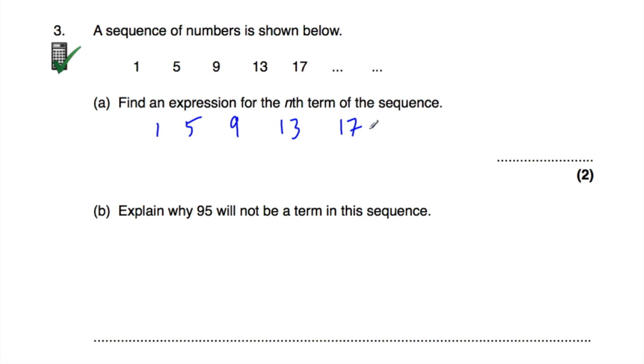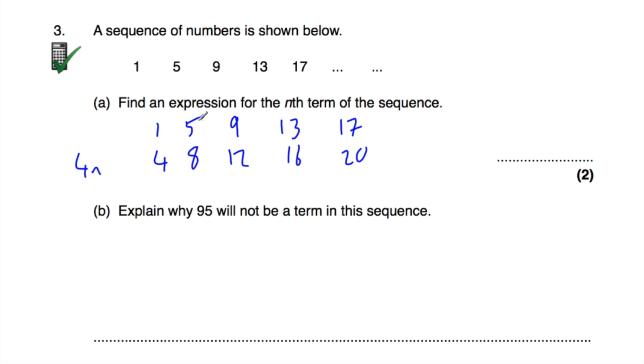So what I'm going to do is have a look at the sequence, and I notice that each time we're adding 4. To get from 1 to 5, we add 4. To get from 5 to 9, we add 4. So for a series of numbers that get bigger by 4 each time, I'm thinking of the 4 times tables, or the multiples of 4, which would be 4, 8, 12, 16 and 20. We're going to call those 4n, because 4n is the 4 times tables. 4 times 1 is 4, 4 times 2 is 8, and so on. But our sequence isn't 4, 8, 12, 16 and 20. It's actually only 1, 5, 9, 13 and 17.